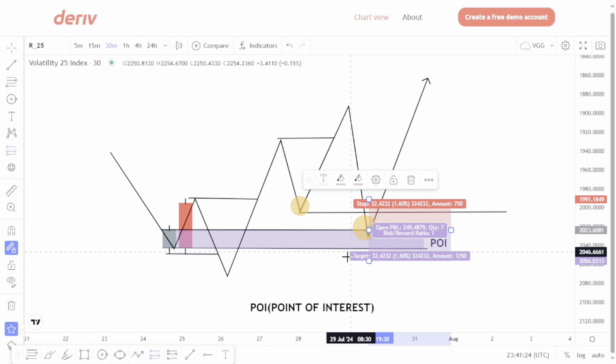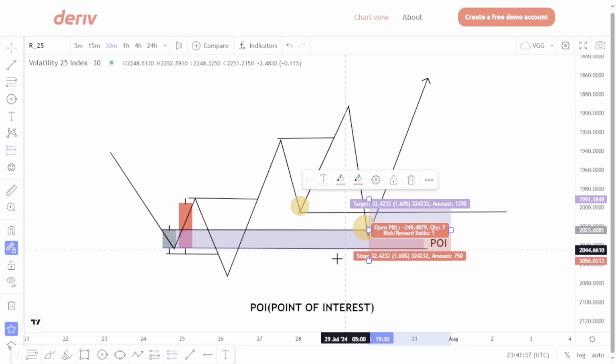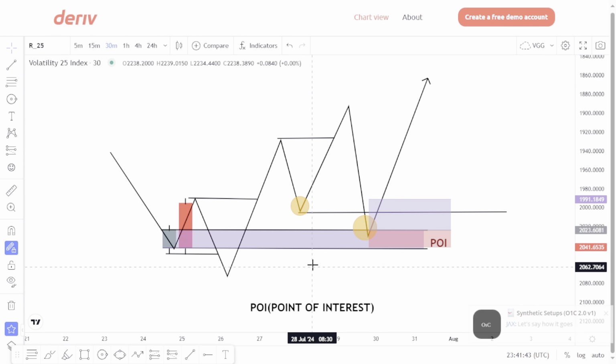You can stack your positions as much as you want. You can put a lot of positions there, and then your stop loss just below that candle, because you are using confirmation candles.